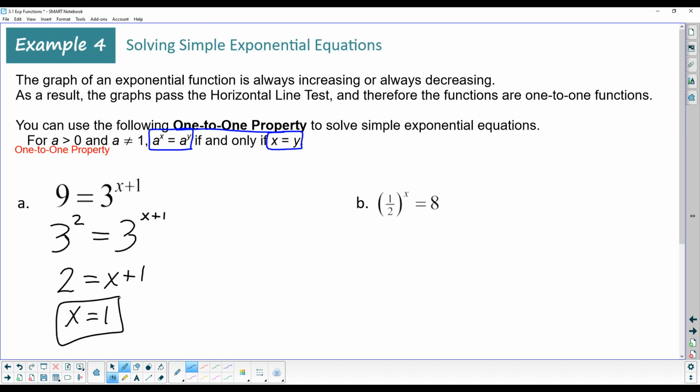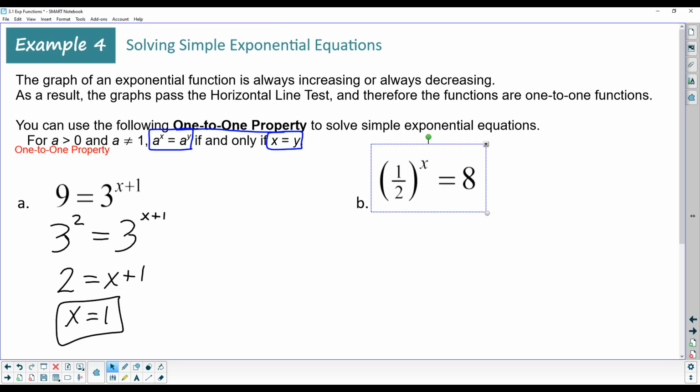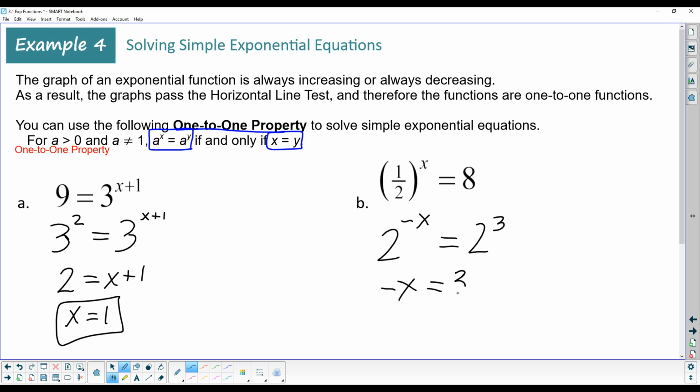But you have to think of how you could write this as the same base. So this one is a little trickier. So this is, I'm going to write this as 2 to the power of something. 2 to the power of negative x. And if I write this as 2 to a power, it's 2 to the power of 3. So negative x is 3, so x is negative 3.